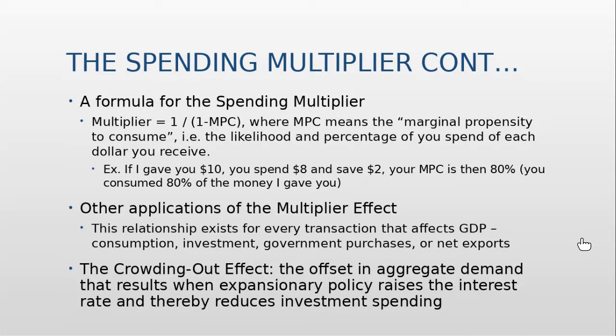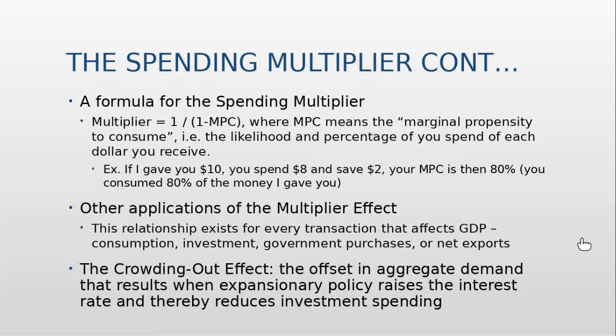So if we consider this in terms of the spending multiplier, what we think then is for every dollar the government spends, whatever percentage people are willing to spend of that money further, this is the spending multiplier. Now, there's other applications of the spending multiplier effect. This relationship exists for every transaction that affects GDP: consumption, investment, government purchases, or net exports.